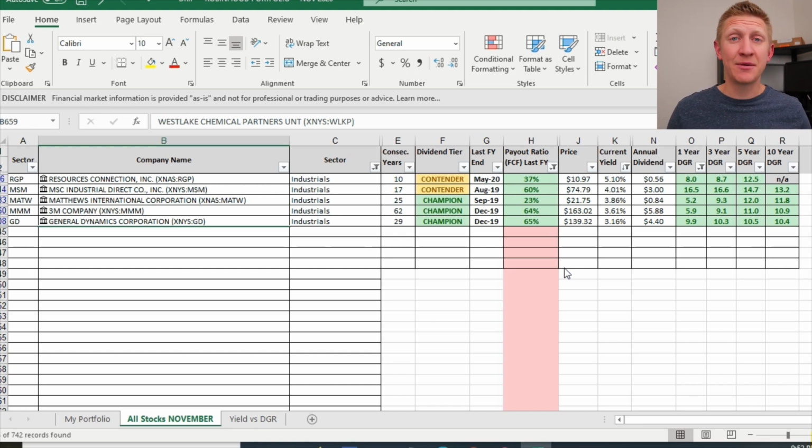So these are five companies here that you may not have in your portfolio right now that you may want to look to add right now.